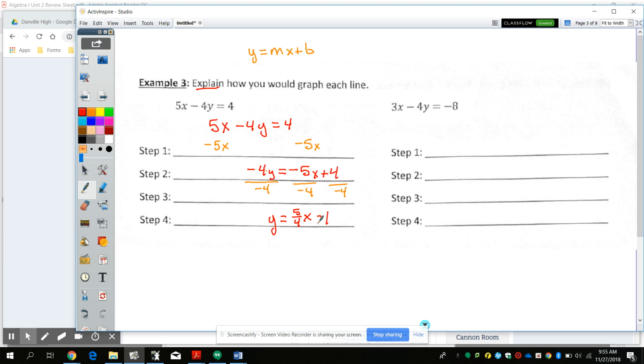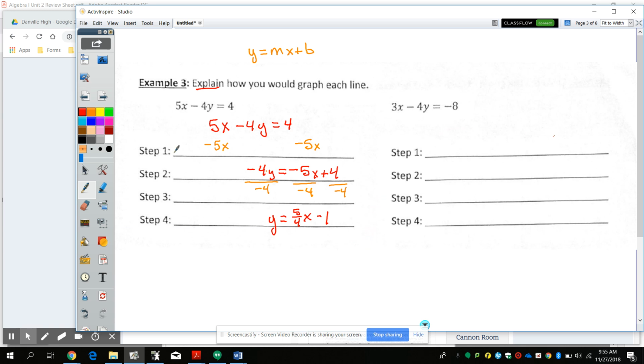If it's okay with your teacher, I think that this is what she's allowing you to do for this year. Let's just work out these steps, and you can show this for your steps. So we subtracted 5x, we divided by negative 4, and we ended up with slope-intercept form. And then you would graph it after that.